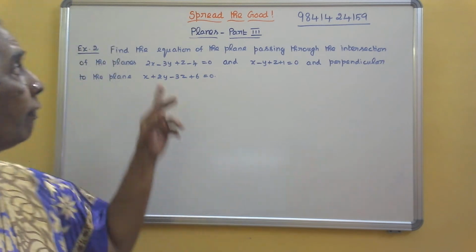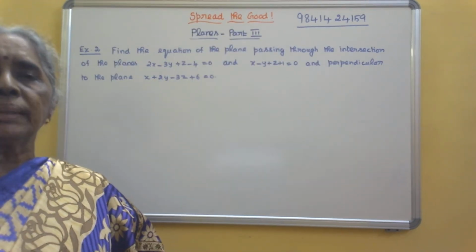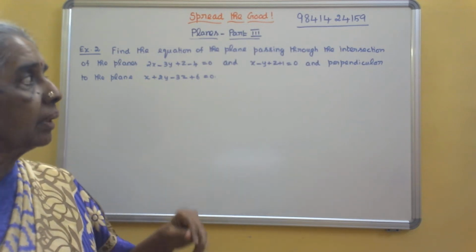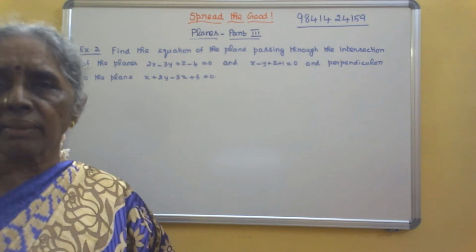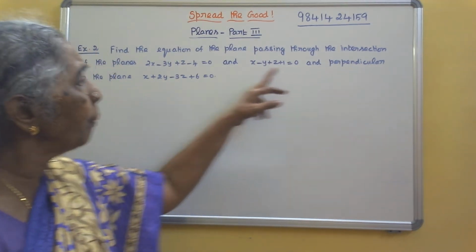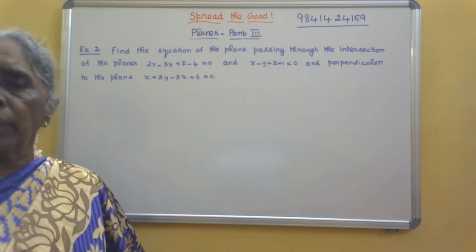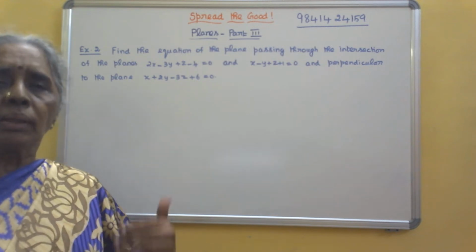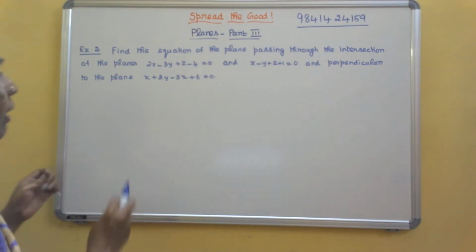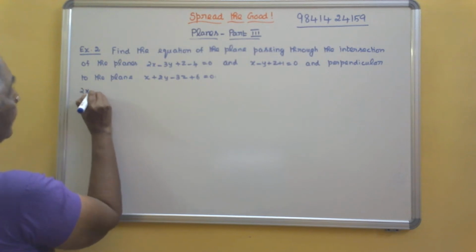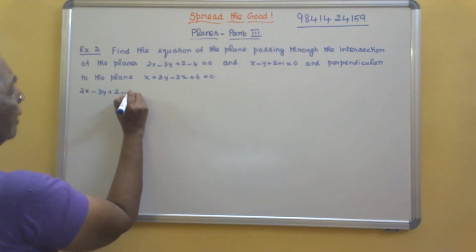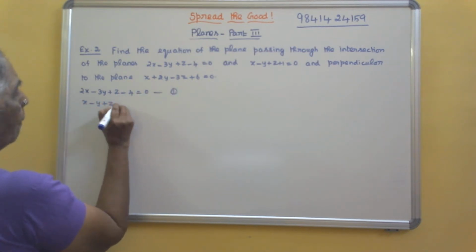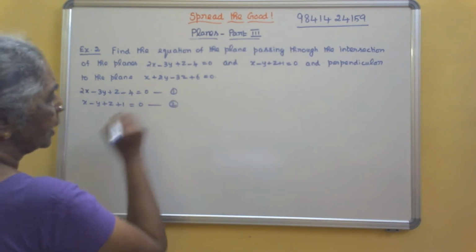Example 2. Find the equation of the plane passing through the intersection of the planes. Two plane equations are given in Cartesian form. Here, they have not given you the point. Instead, they have given another plane which is perpendicular. So, to find lambda, we have to make use of this fact only. So, the beginning, let us start in the same way. Let us write the first equation, that is 2x minus 3y plus z minus 4 is equal to 0, equation 1. x minus y plus z plus 1 is equal to 0, that is equation 2.